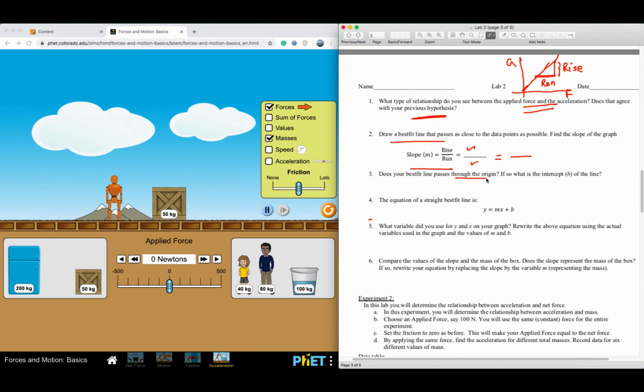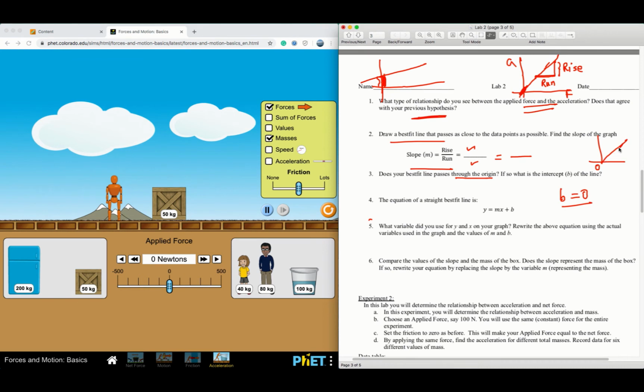Does your best fit line pass through the origin? You need to decide whether it passes through the origin or not. Okay, if it passes through the origin, that means there is no intercept. If it doesn't pass through the origin, let's say it passes through this point, then this line is the intercept. This value is the intercept. But if it passes through the origin, your intercept is 0. So you need to decide whether your intercept is 0 or there is some value.